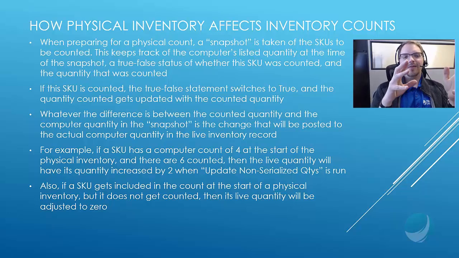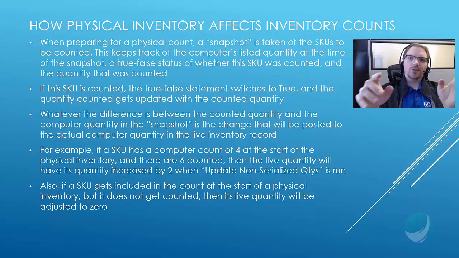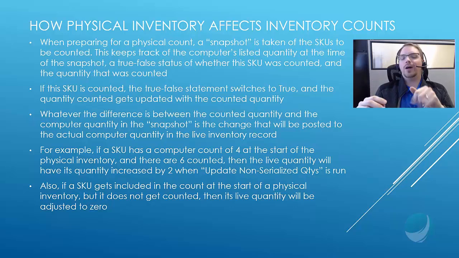So when you have this example here of a SKU, let's say it has a computer count of 4, you scan them all, you find out you actually have 6. So what will happen is when you run that update non-serialized quantities, it's going to take the difference in there, in this case 2, and it's going to increase that live quantity by 2 when you run update non-serialized quantities.